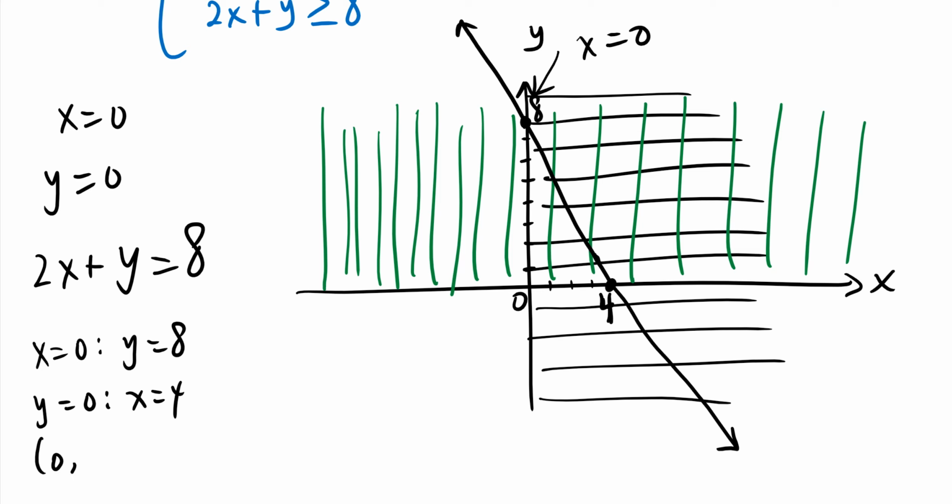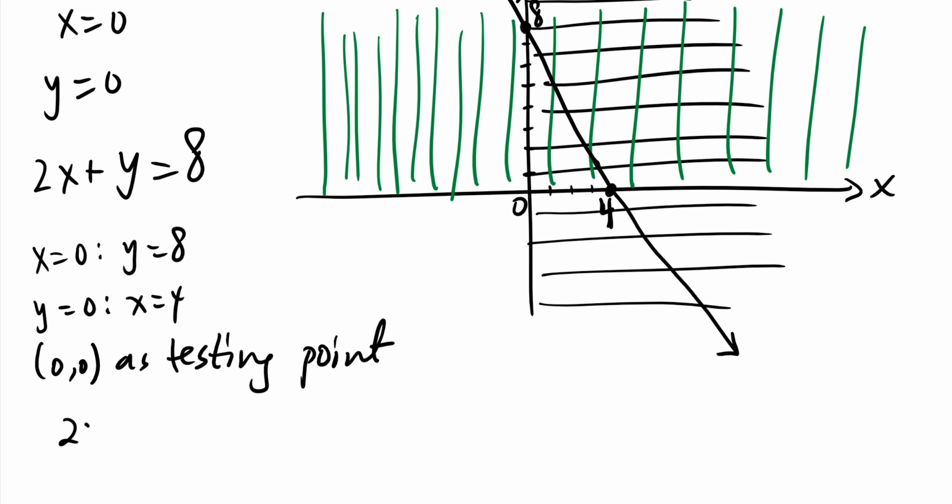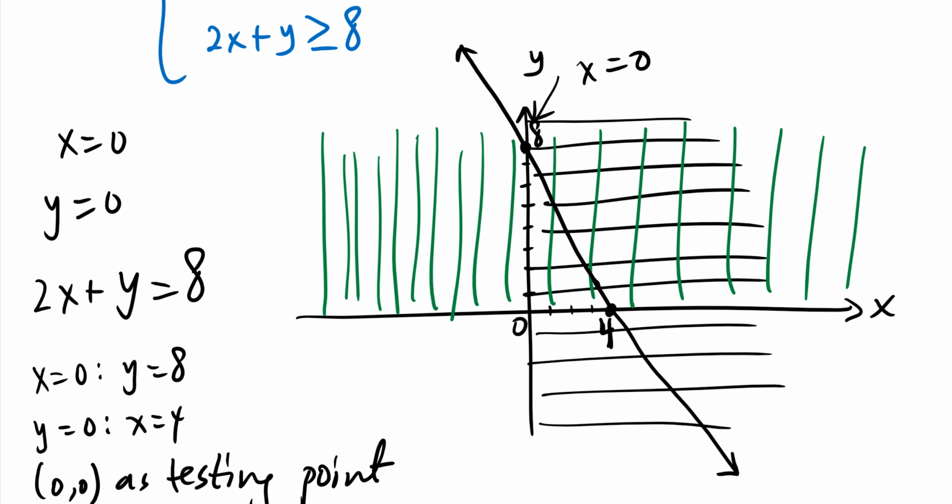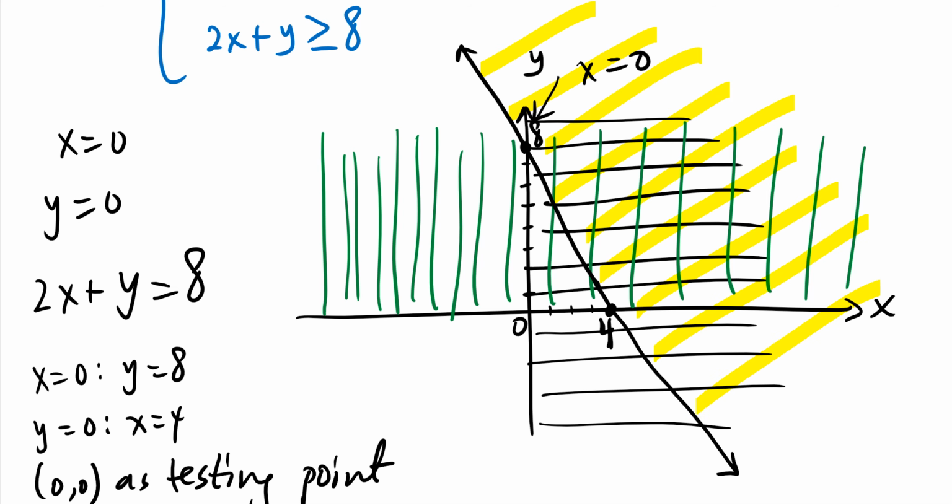Now we pick a testing point, so we select the origin as the testing point and substitute it in the given inequality. 2x plus y bigger than or equal to 8. Substitute the 0s in. 0 plus 0 bigger than or equal to 8. 0 bigger than or equal to 8. That's a false statement. So the region containing the origin is not a solution. So it has to be this region here. And now we need to look at the region where they all overlap. Where is it?